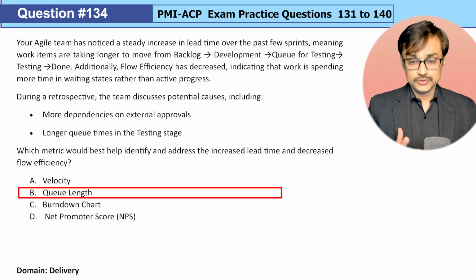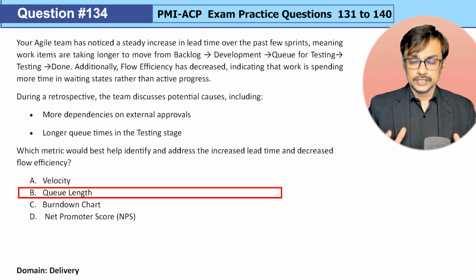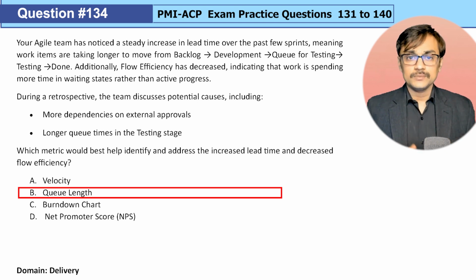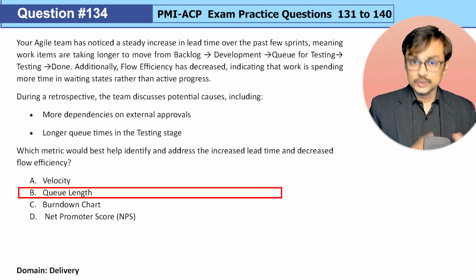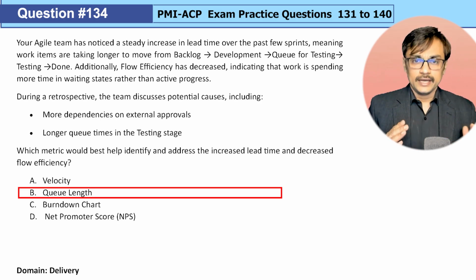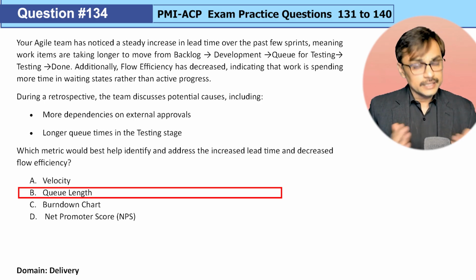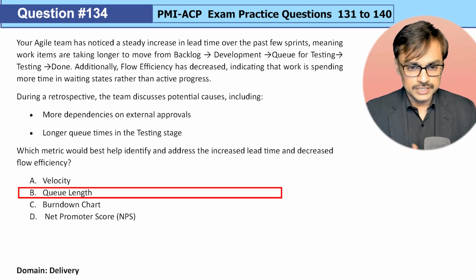Queue length seems to be the one, because the question indicates that things are getting stuck waiting in the queue. So we understand in our Kanban board, the queue will have, say, uncontrolled limits. Usually the queue means that things are just getting accumulated at that particular stage. And if you have a long queue, it will create high wait time for sure, and it will also increase the lead time. So queue length is a good indicator overall, definitely better than velocity.